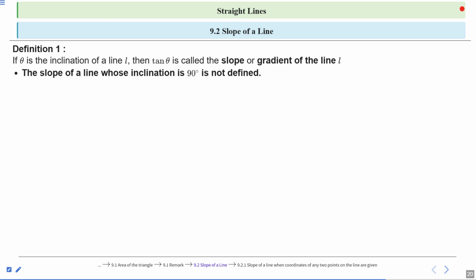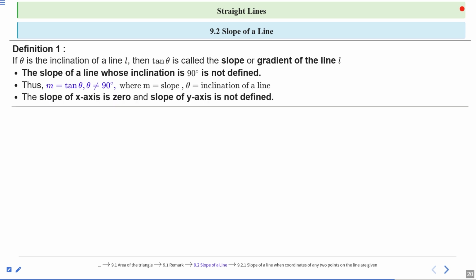The slope of a line whose inclination is 90 degree is not defined. As we know, tangent of 90 degree is undefined. So if the inclination of a line is 90 degree, then in that case the slope is not defined. Thus, m equal to tan theta, where theta not equal to 90 degree. If we take theta as 90 degree, then tan 90 degree is not defined. So we always take m equal to tan theta, where theta is not equal to 90 degree, where m is called slope and theta is called inclination of a line.